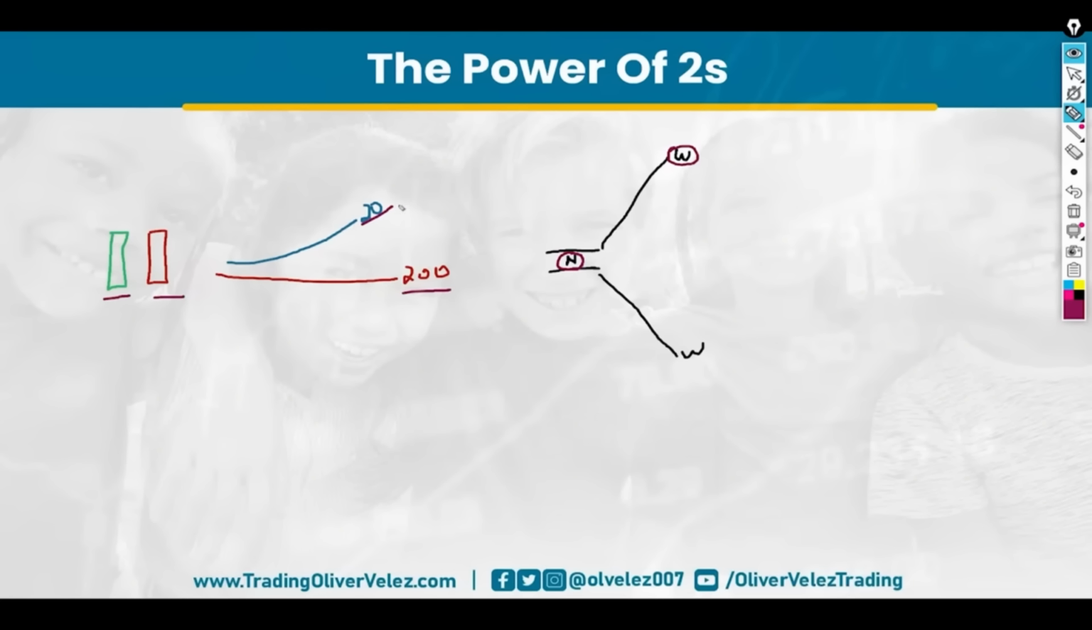Now, what's a narrow state with the 20 and the 200? Well, this is narrow, and this would be wide, when your 20 leaves the 200. Two types of bars, red and green, two moving averages, 20 and 200, two states, narrow and wide. Their best trades are going to come from wide or narrow.